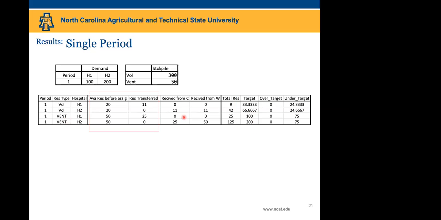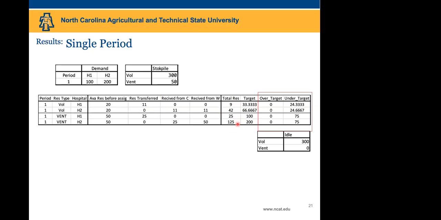If we now see the available resources and the resource transfer, the model transferred from resource 1 to hospital 1, 11, and from resource 2, it transferred 25 to hospital 2. And then here they received those numbers. If we see here, the total received would be this number. So the total received, plus the ones that they already have, the total would be 9 volunteers at hospital 1, 42 at hospital 2, 25 ventilators at hospital 1, and 25 for hospital 2.